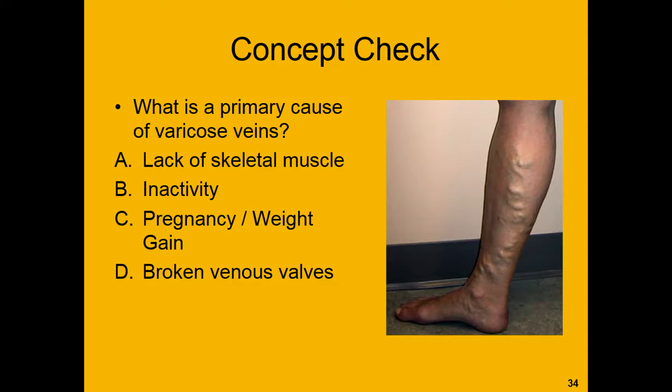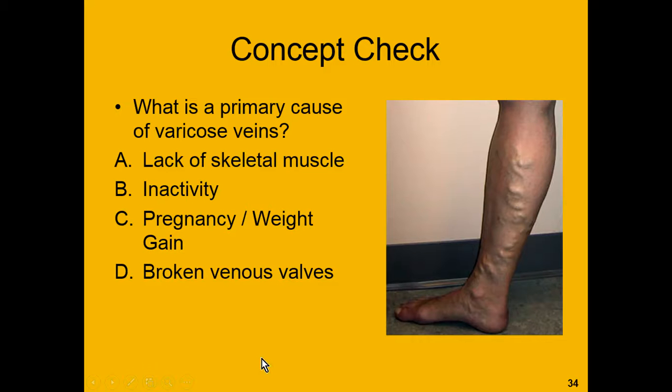5, 4, 3, 2, 1. The primary cause of varicose veins are those broken venous valves. So D is the best answer. Now there are risk factors that can increase the likelihood of breaking the valves in our veins. Some of those risk factors include inactivity, lacking skeletal muscle tissue, and then pregnancy or rapid weight gain.